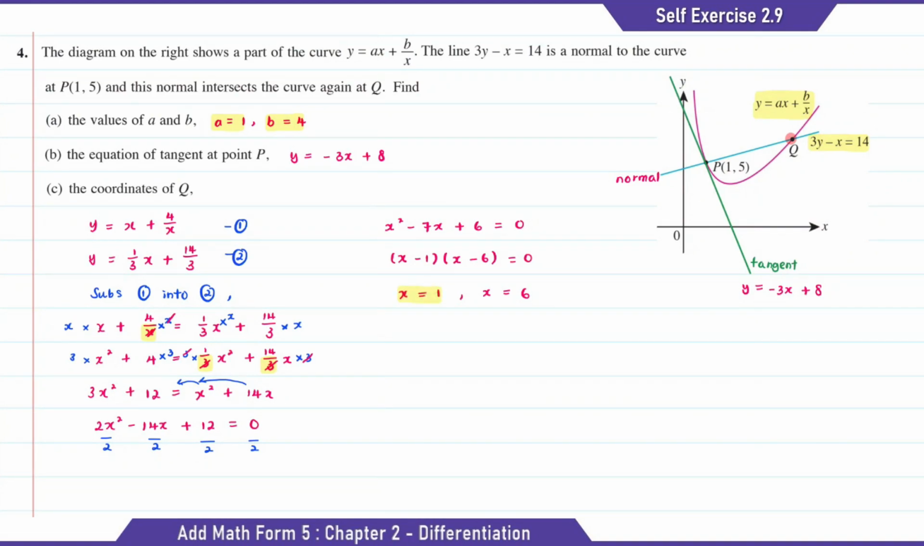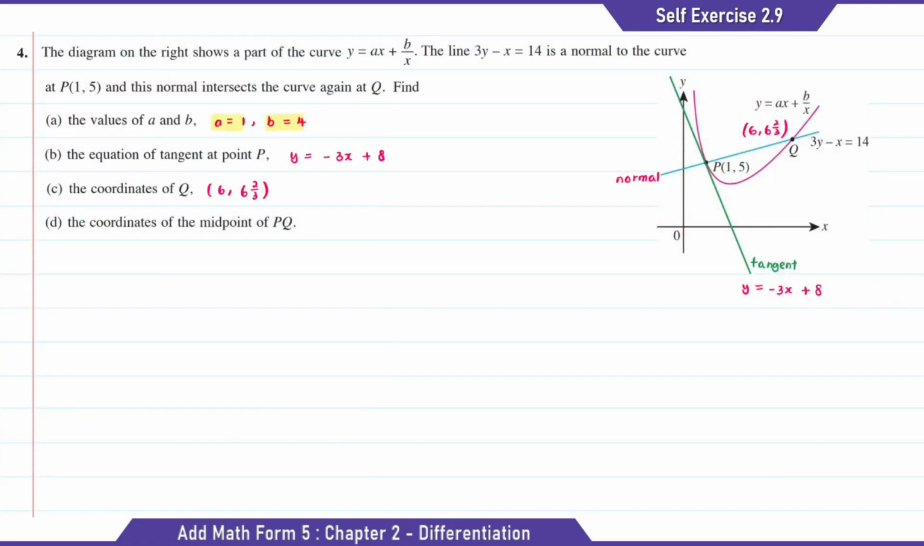So x equals 1 is the x-coordinate of the point P. Then x equals 6 will be the x-coordinate of the point Q. To find the y-coordinate of point Q, I'm going to substitute x equals 6 into equation 1. This is equal to 20/3 or 6 and 2/3. Then the coordinates of Q will be (6, 6 2/3).